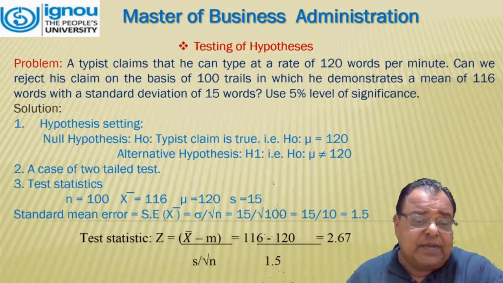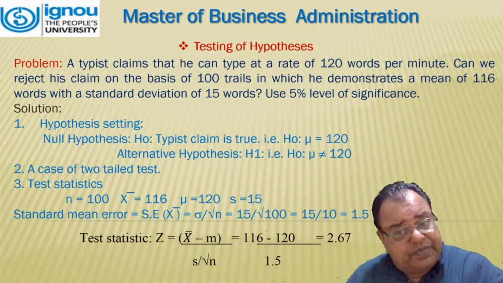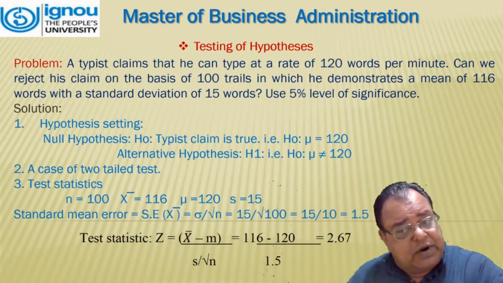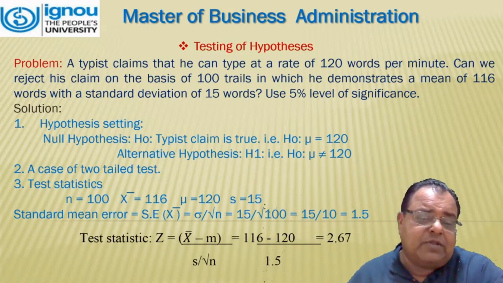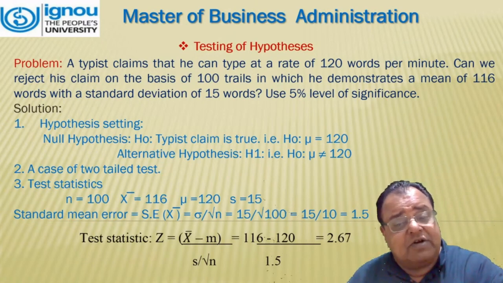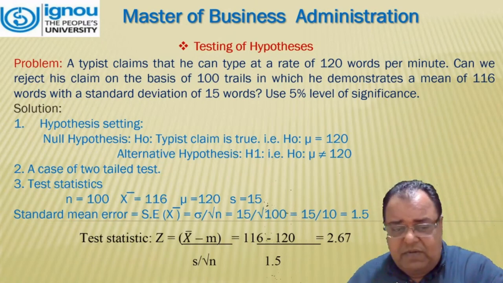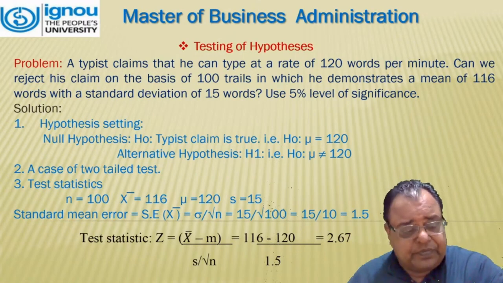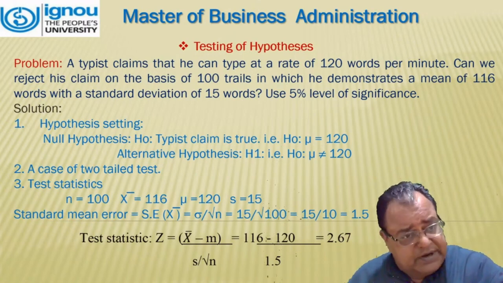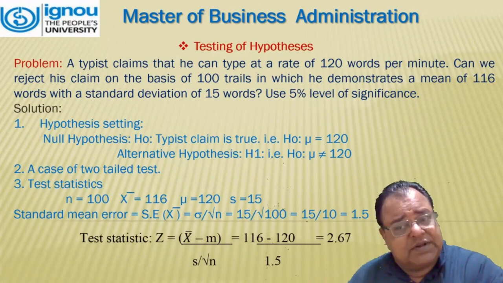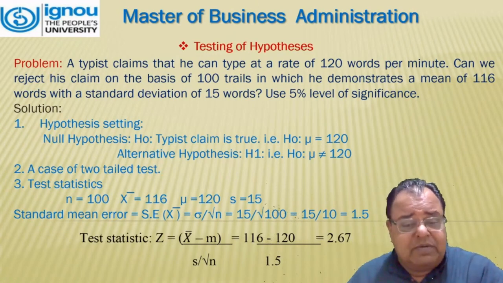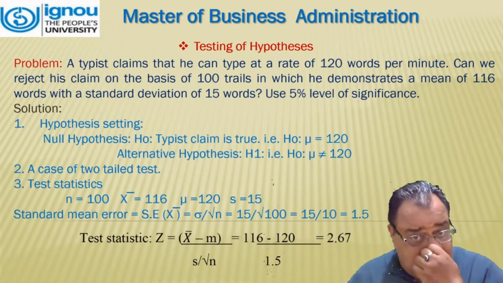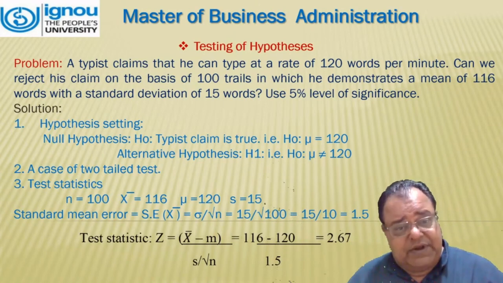Null hypothesis: we claim that the typist's claim is true. That means H naught is mu is equal to 120. And the alternate hypothesis will be H1, mu is not equal to 120. This is a case of a two-tailed test. Test statistics, what we are having. N is equal to 100, it's given in the problem. X bar is 116. Mu, it means the mean, is 120 words, and your S is 15.